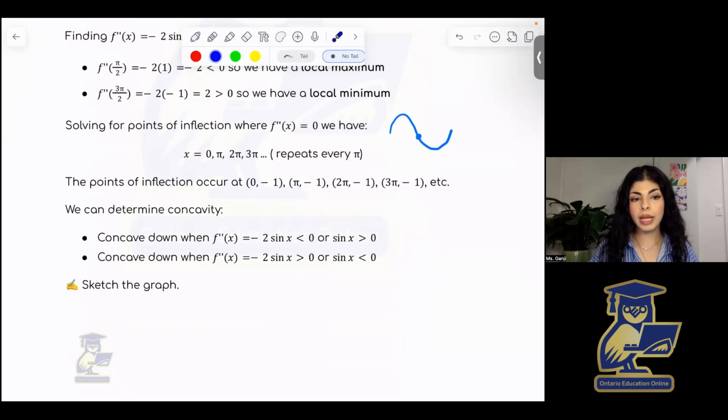So now take a moment and sketch the graph using this information, and you should already have your sketch from transformations, and you're going to be comparing those, and then I'll show you the results as well.